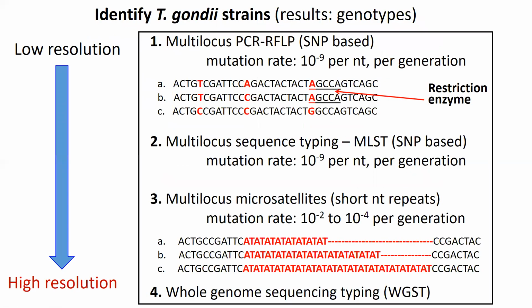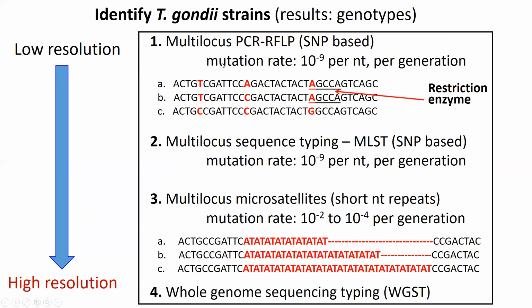Let's look at the four different methods. At the top is the multilocus PCR-RFLP method, and at the bottom is whole genome sequencing. So you start from the low resolution to the high resolution method. Which method to use depends on what kind of questions you are asking. For many applications, the low resolution is good enough. For some applications, you have to know lots of sequence information to get a high resolution.